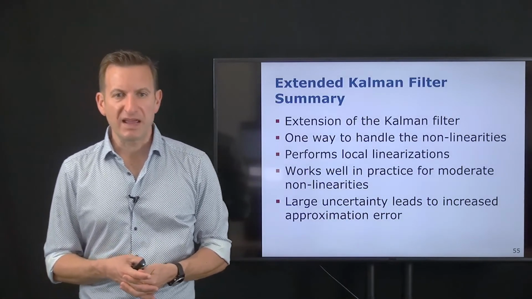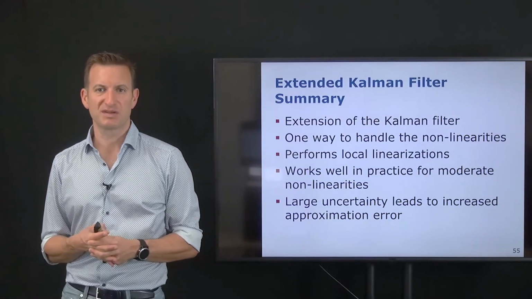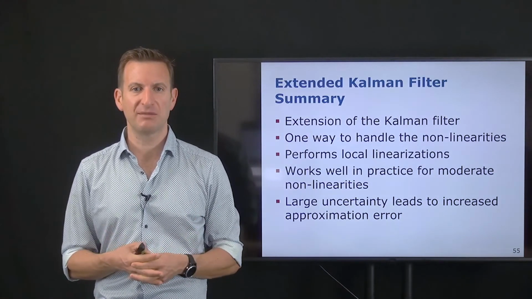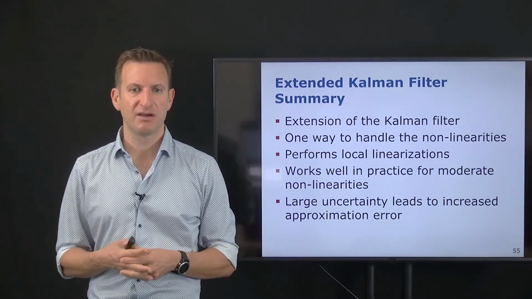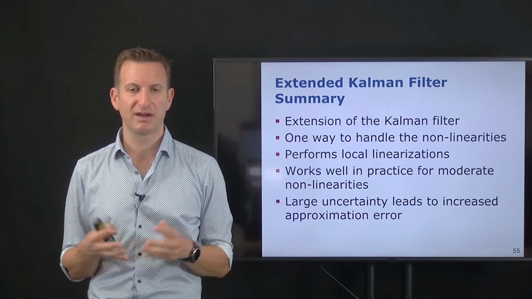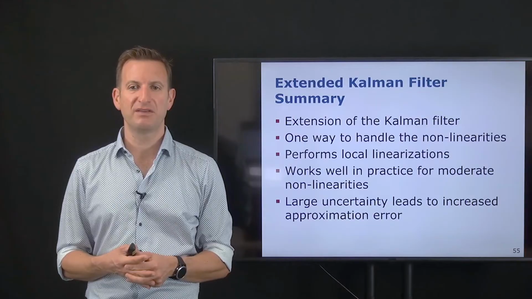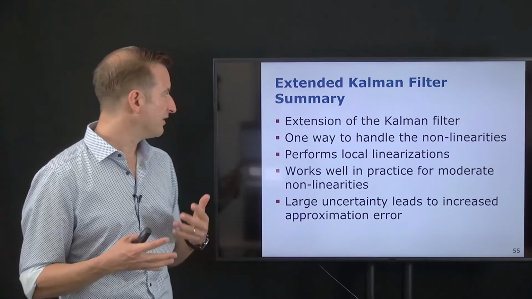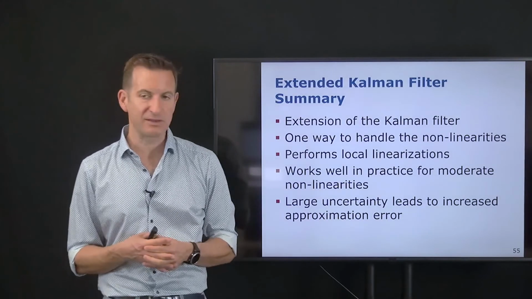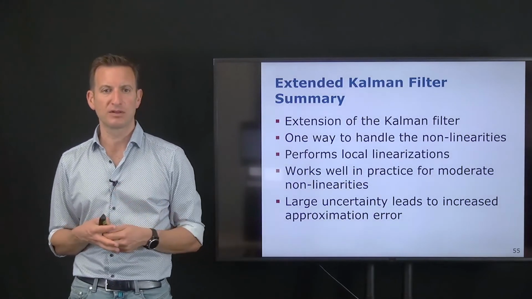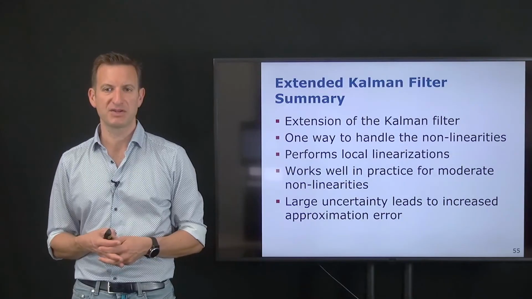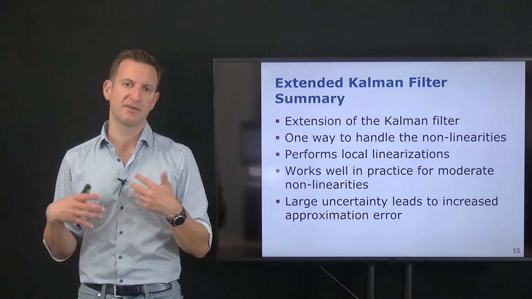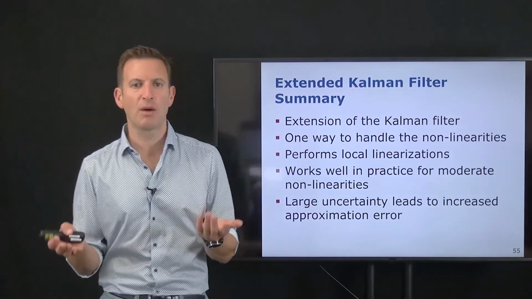So this brings me to the end of the lecture today, and as a short summary, what should you have learned today? The extended Kalman filter is a variant of the Kalman filter, and the Kalman filter itself was the base filter for the Gaussian linear case. The EKF is one way to handle nonlinearities, and it does so by local linearizations, by computing Taylor expansions.